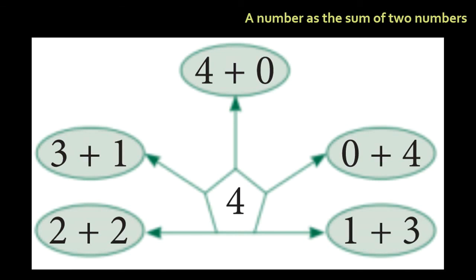Number 4. The number 4 can be expressed as 4 plus 0 as shown here, or 0 plus 4. 0 plus 4 is equal to 4. Or it can be written as 3 plus 1. 3 plus 1 is also 4. Or 1 plus 3 or 2 plus 2. So like this, a given number can be written as sum of two numbers.